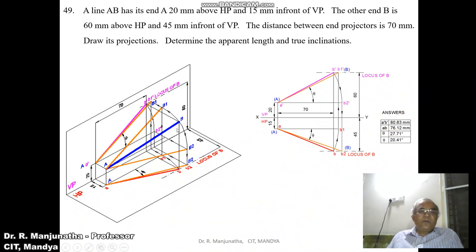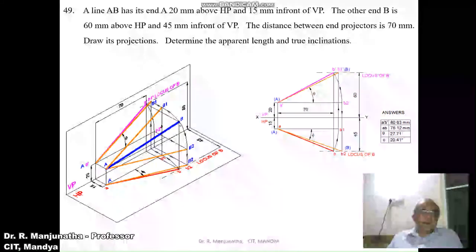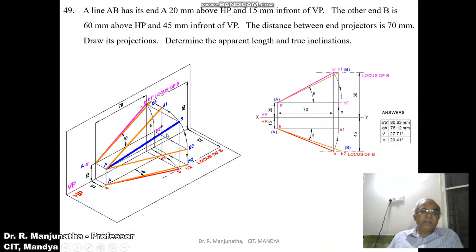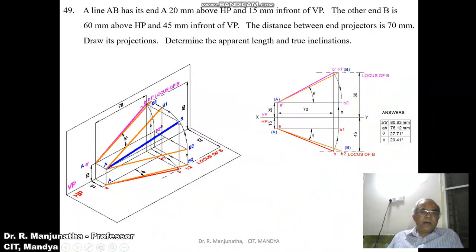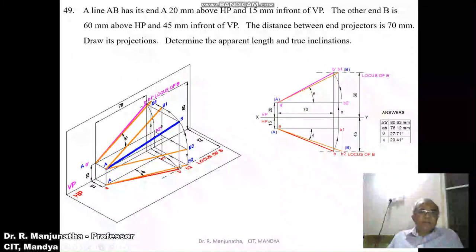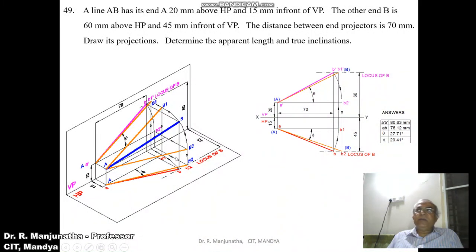Now when you want to find out the true length with respect to the vertical plane, that means it should be parallel to HP, then we can find the true length in the horizontal plane. So to do that, with A as center, take the same line, which is capital AB, such that A is above HP by 20 mm. Now at present B is above HP by 60 mm. So now we need to make that B also above HP by 20 mm.